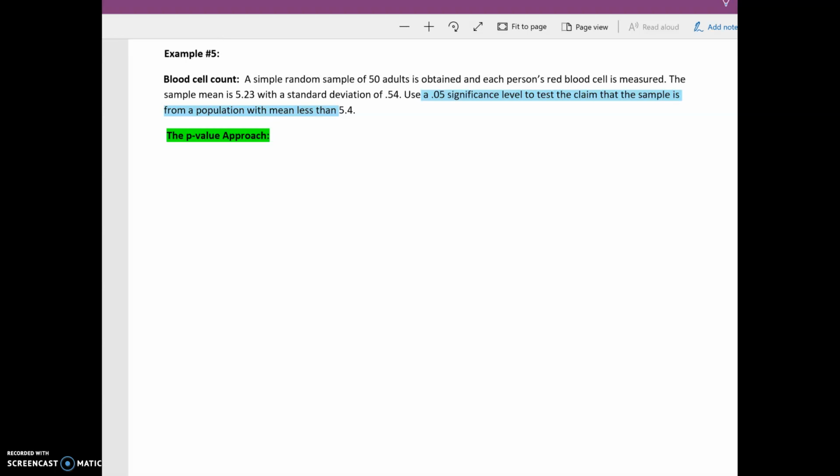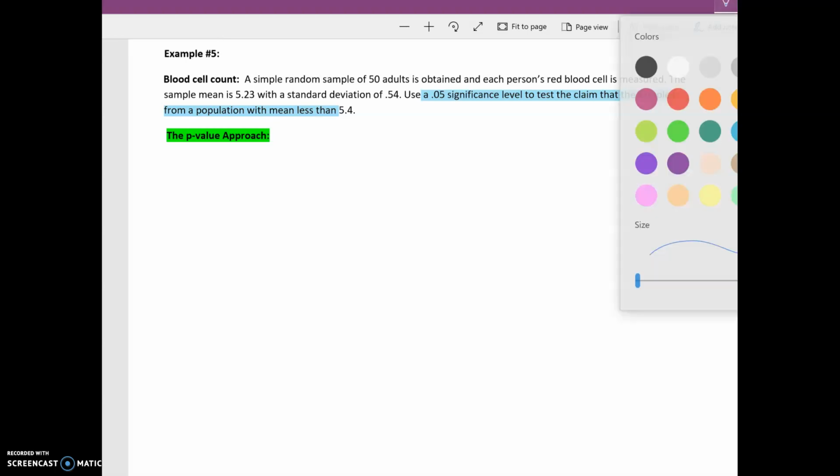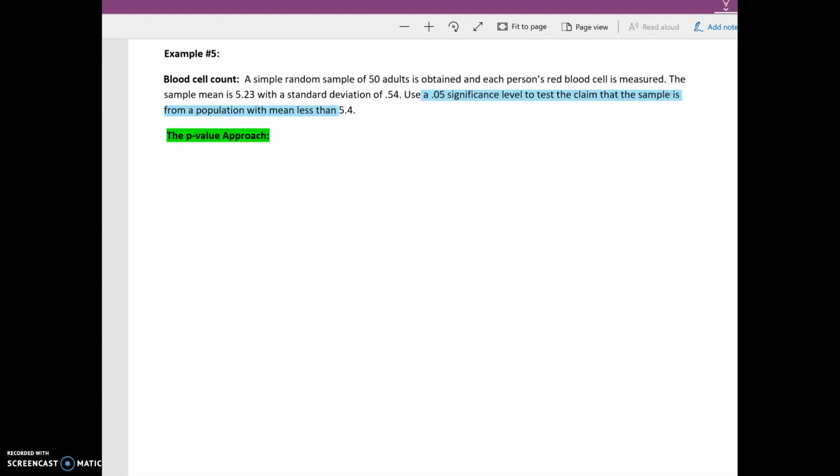Hello class, let's take a look at example 5. And this is what we have on this particular one. Now, you have to read it very carefully because what you're mainly looking for in this type of hypothesis test is if sigma is actually given. And from the problem, we actually have the following.